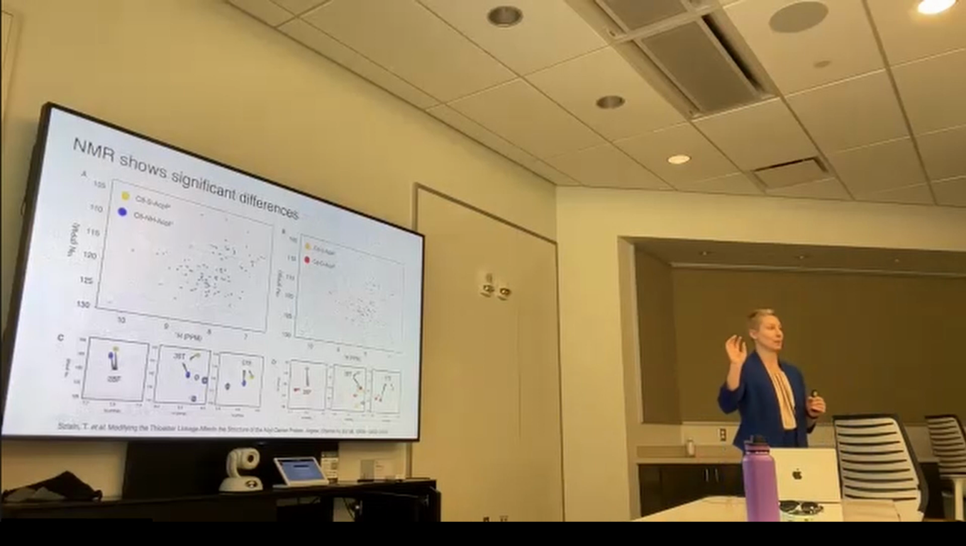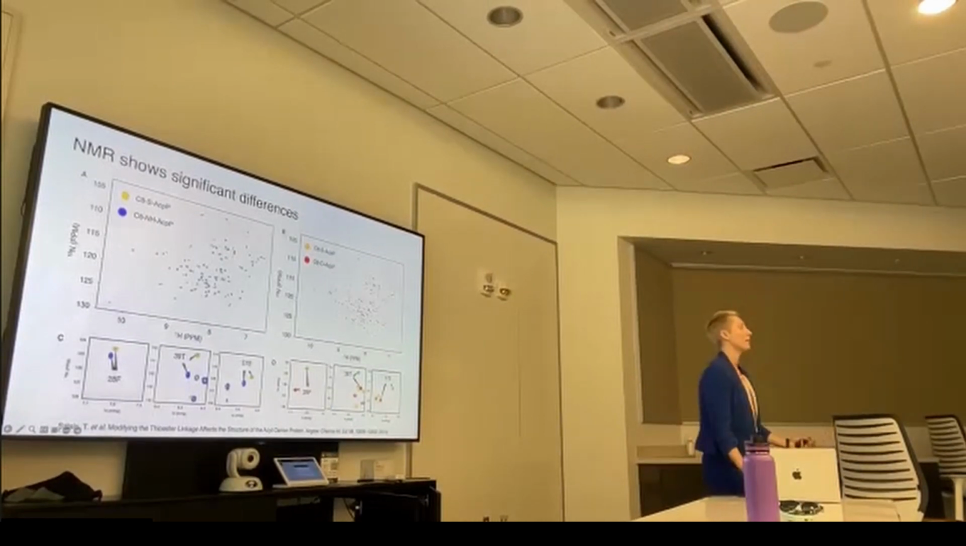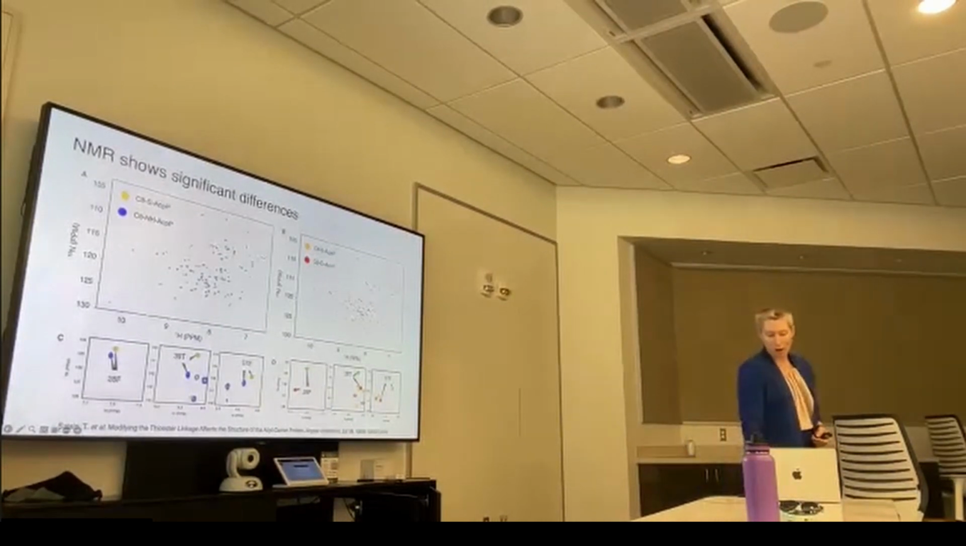So the sulfur is being replaced with an amide or an oxygen, and all of the residues on the protein backbone, so each of these is a backbone amide, and these residues are being perturbed. So they're experiencing a different chemical environment just with this one atom difference.